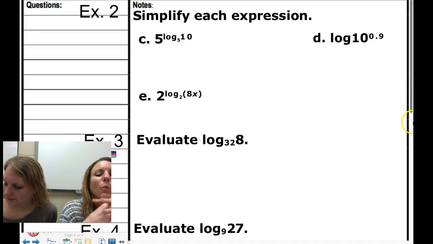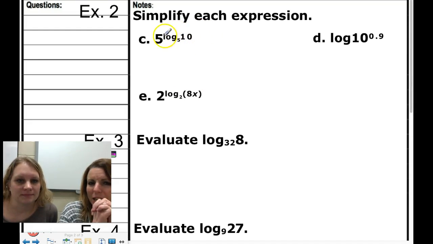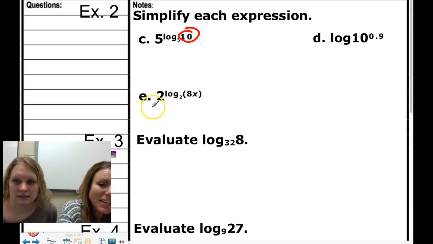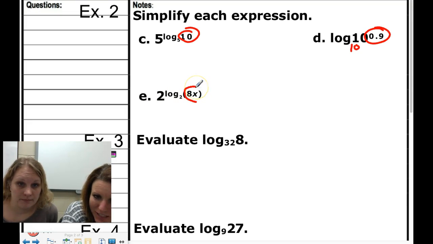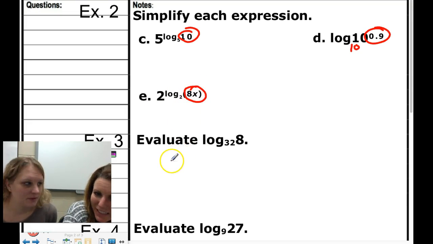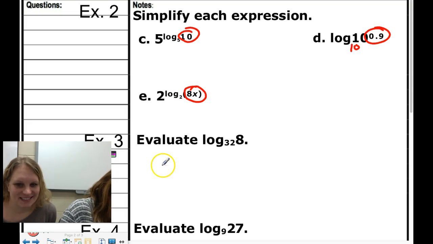Let's try this. Well, I see a property. Notice the 5 is the same as the base in the log, so the answer is just 10 by the property. Done. It's that easy. Here, if we don't have a base, we assume it's 10. They're the same, so the answer is 0.9. Here, the 2 is the same as that 2, so the answer is that. It's that easy. Isn't that so nice?